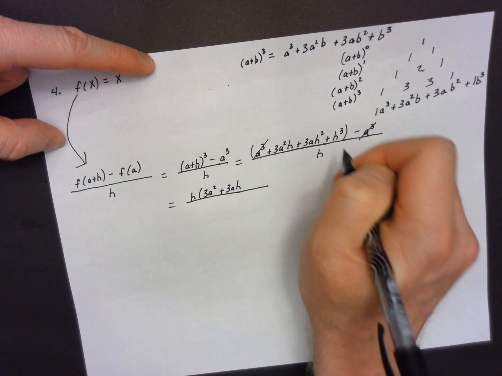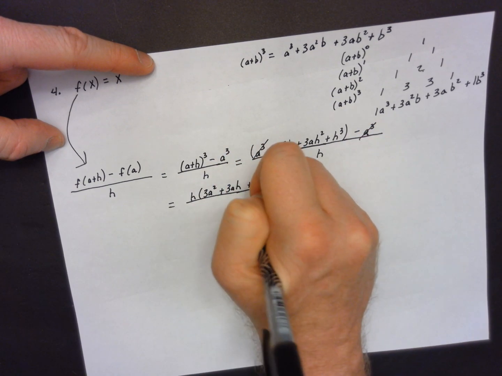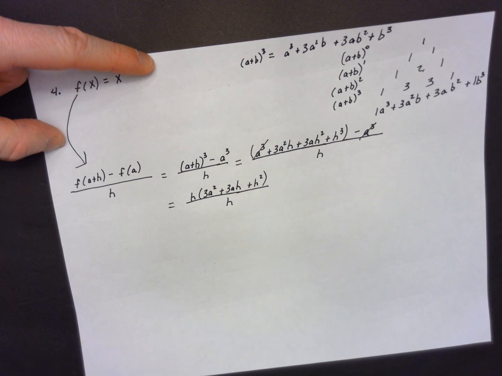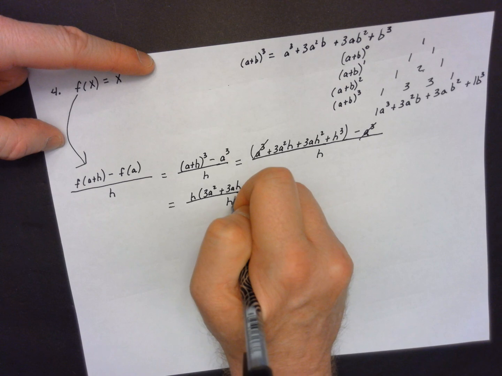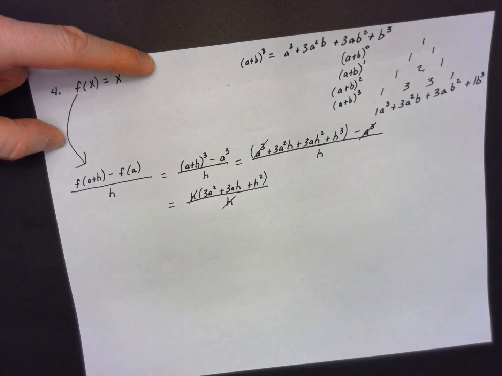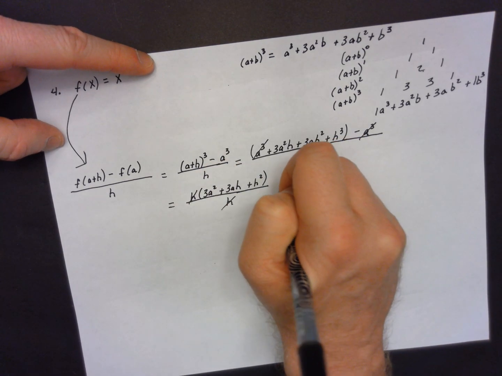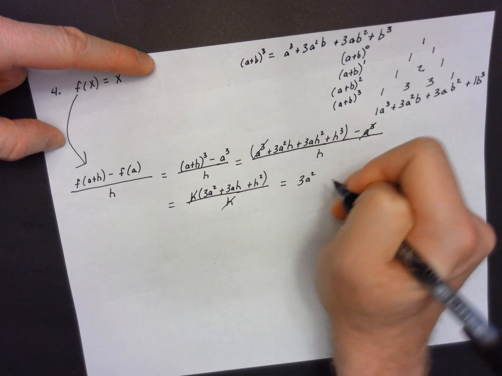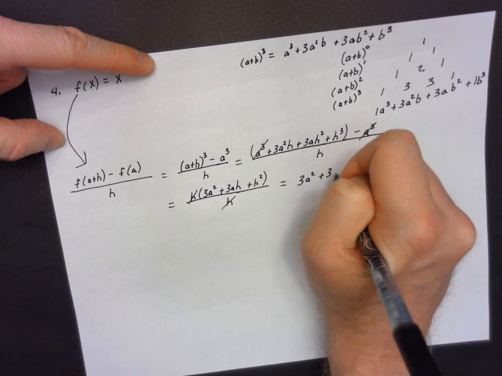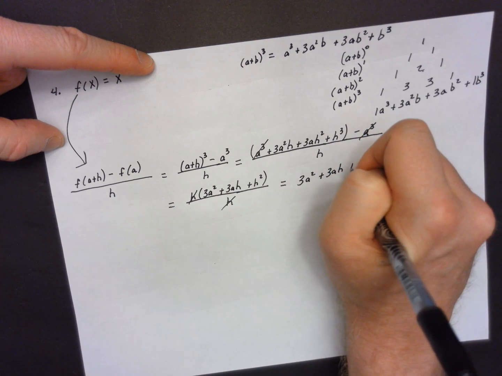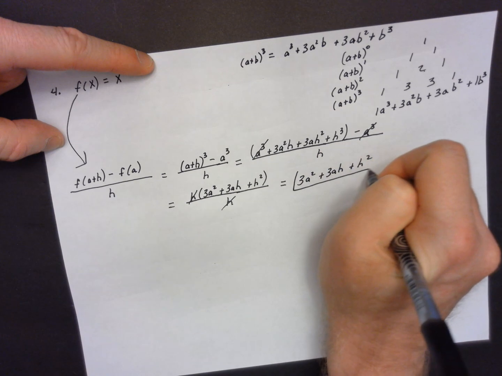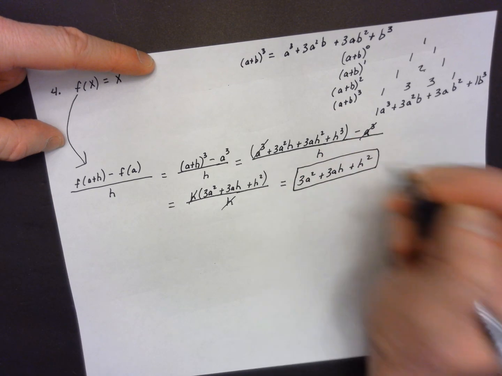At this point, I can eliminate h, since there's an h factor in the denominator and numerator, and you have your final difference quotient solution, 3a to the second plus 3ah plus h squared. The instant you can cancel h out of the denominator as a factor, you're done. Now, those are really by far the most important problems in this section.